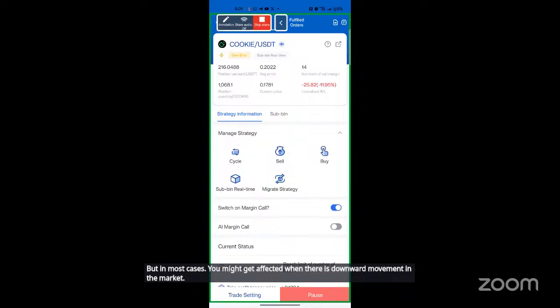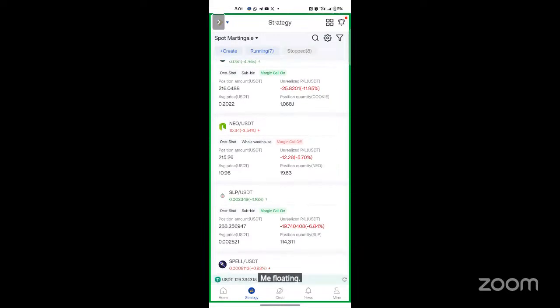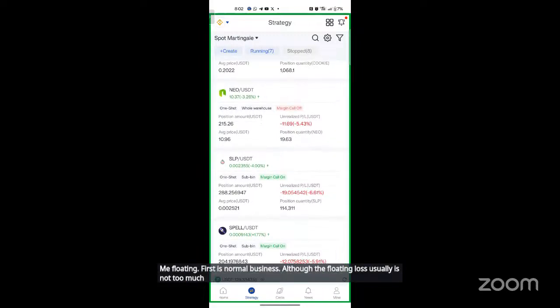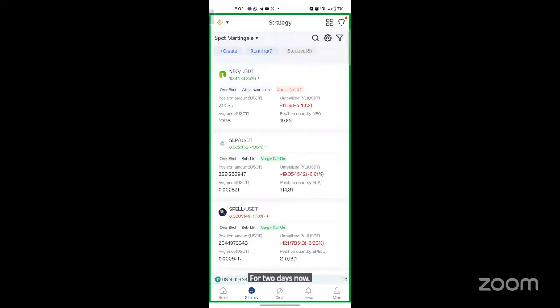I see someone crying in the chat. These are not issues for me. Floating loss is no business. Although the floating loss usually is not much, because I'm not doing any technical analysis while picking these coins. I'm just applying indicators for 2 days now.